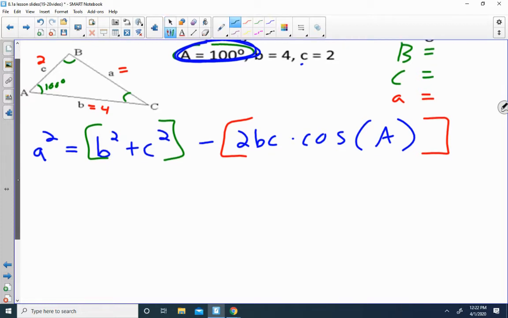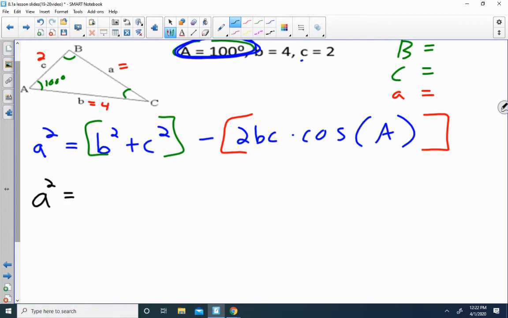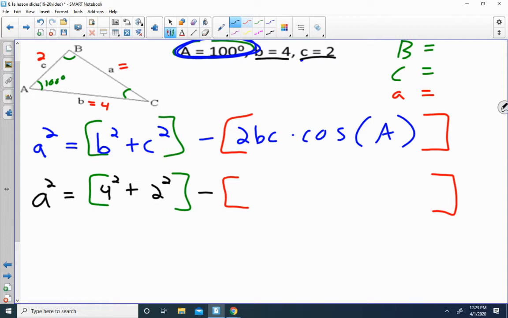All right, so now let's plug the numbers in. Go ahead and use my brackets. Okay, ready to go? First, I'm going to have B squared, where B is 4, so that's going to be 4 squared. C squared, where C is 2, is going to be 2 squared. Then subtract that from 2 times B, where B is 4, times C, where C is 2, and then times cosine of big A, where big A is 100 degrees. All right, everything's plugged in. Let's do the chugging.